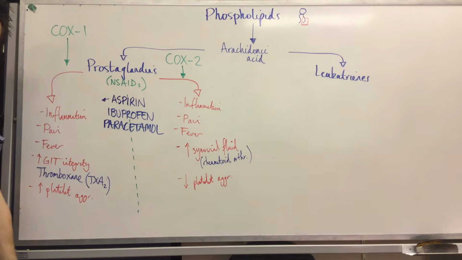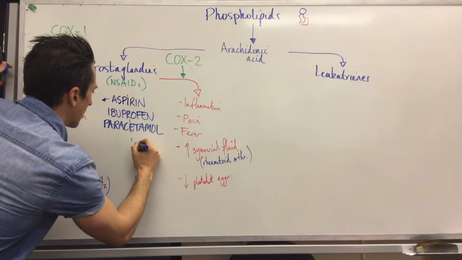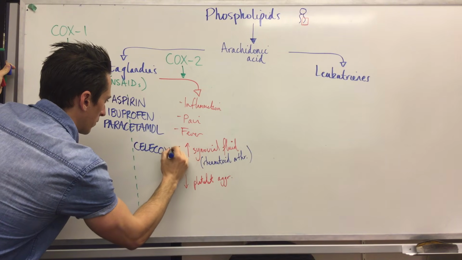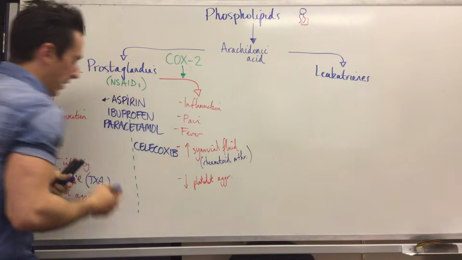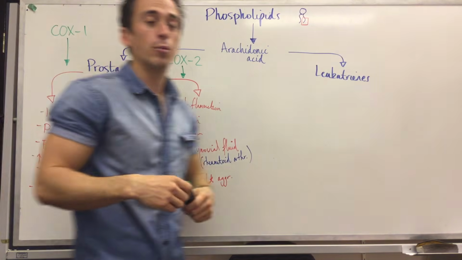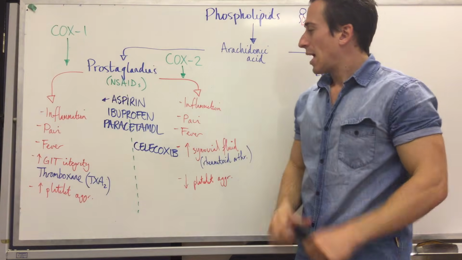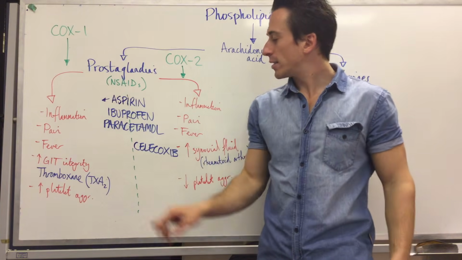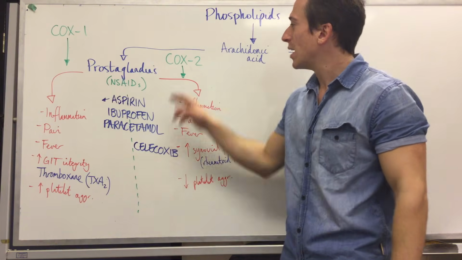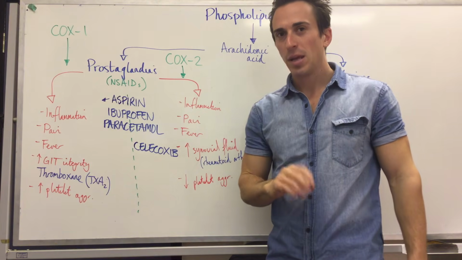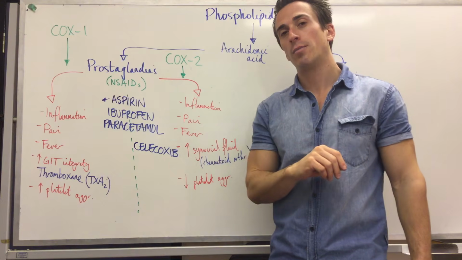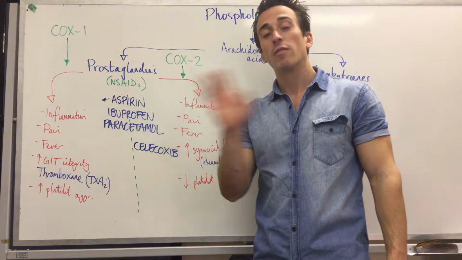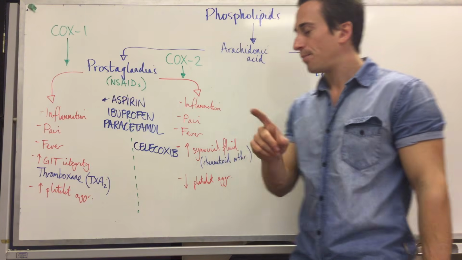And the last NSAID I want to discuss, we call Celecoxib. You may hear of it by its name on the market, which is Celebrex. And Celecoxib, you can see I've drawn just on the COX-2 side, which means Celecoxib is a COX-2 specific inhibitor. It's one of the few COX-2 specific inhibitors available on the market in Australia. There were some others, but they've been taken off the market. Now let me tell you why.